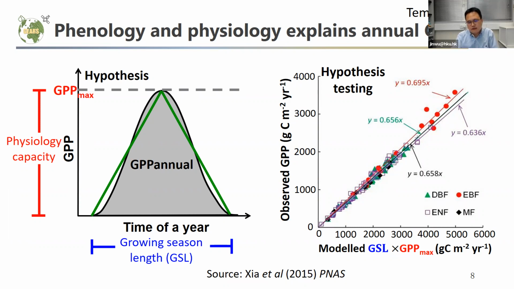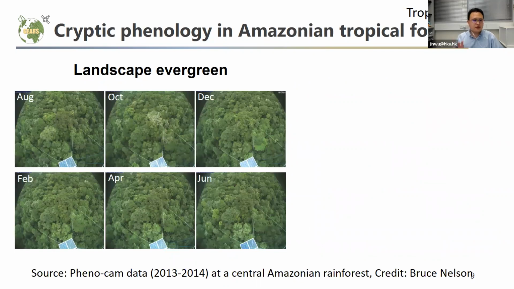So now we move on from the temperate forest to the evergreen forest, for example, like the tropical region.